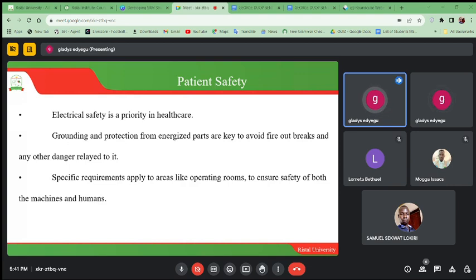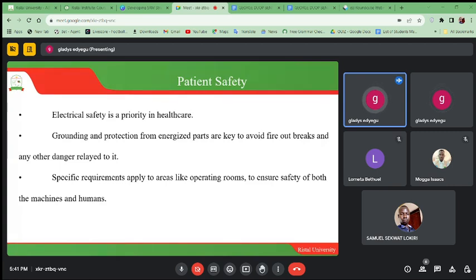So grounding is one of the processes used for installation of power or electricity in different areas, in different organizations, in different facilities, and not forgetting the hospital. And then protection from energized parts is key to avoid fire outbreaks. So we really need to make sure that the grounding is done very well, so that this power is not going to endanger the lives of our patients, and is not going to endanger the lives of our workers and everyone around the hospital.